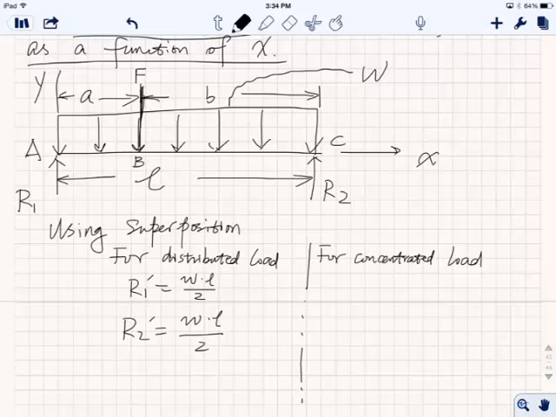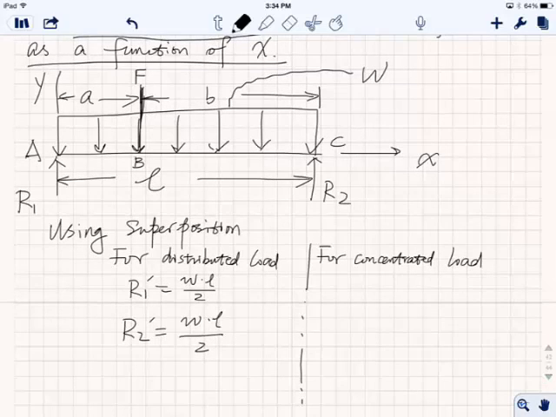Another half, WL divided by 2, right? Okay, so I guess there's no question about that. For concentrated load, here's something different. This R1 double prime means it's the reaction force caused by the concentrated load. That's just equal to FB divided by L, and R2 double prime is F times A divided by L.